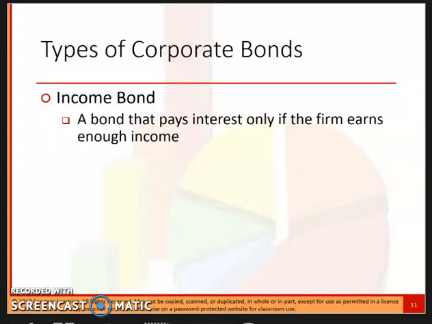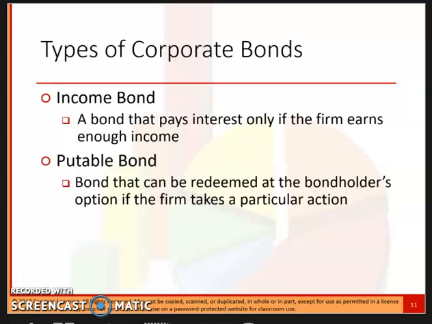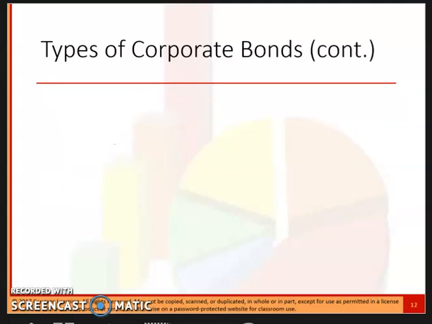Common types of corporate bonds: income bonds. The income bond is a bond that only pays interest if the firm earns a certain level of income. A puttable bond is a bond that can be redeemed at the bondholder's option. It can be based on some action by the firm, but some bonds are just puttable, meaning that if the investor doesn't want to hold it anymore, they can put it back to the company.